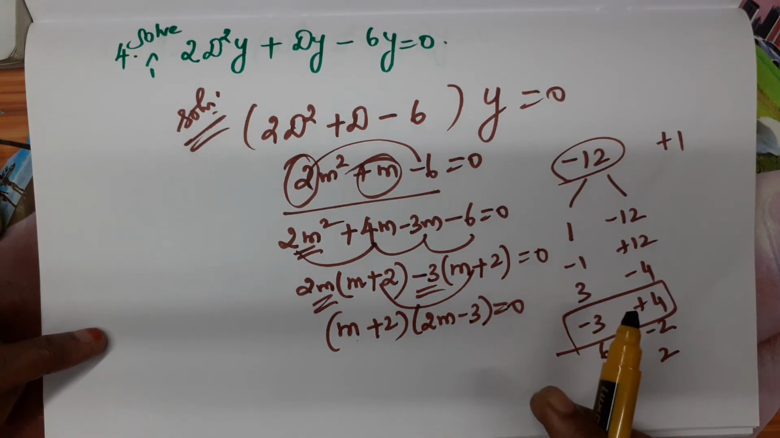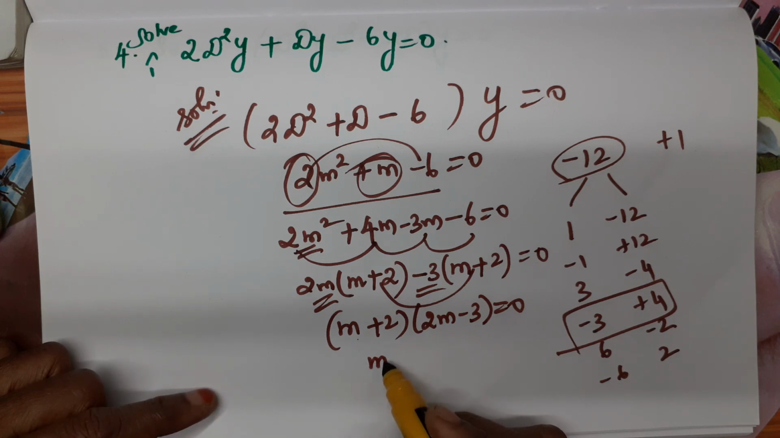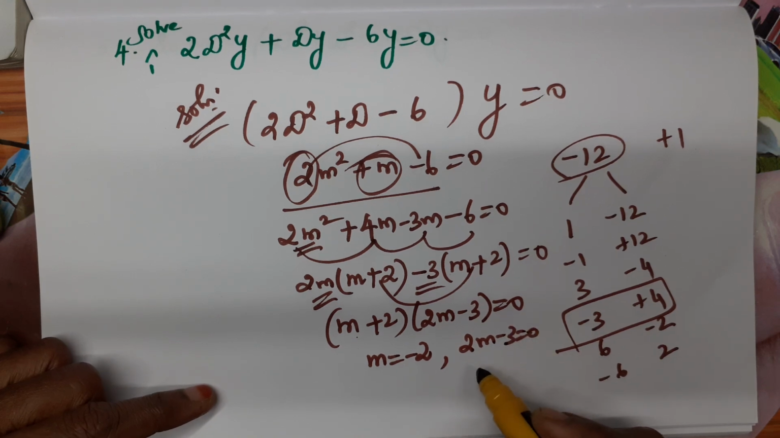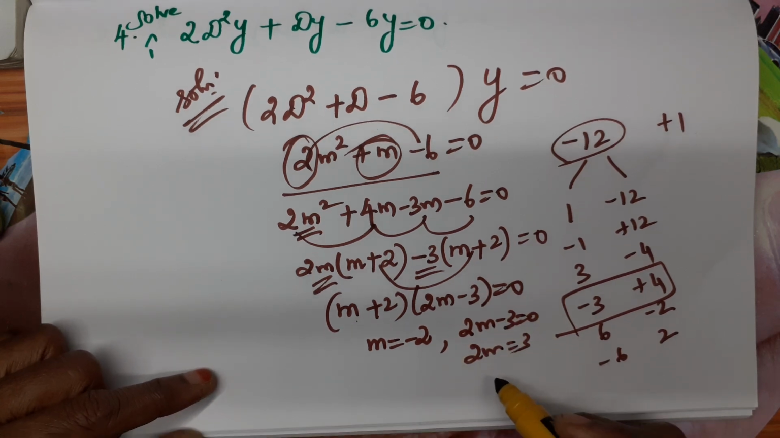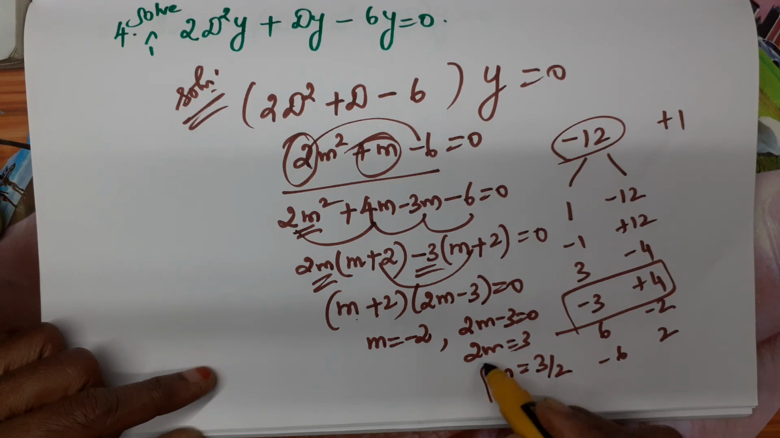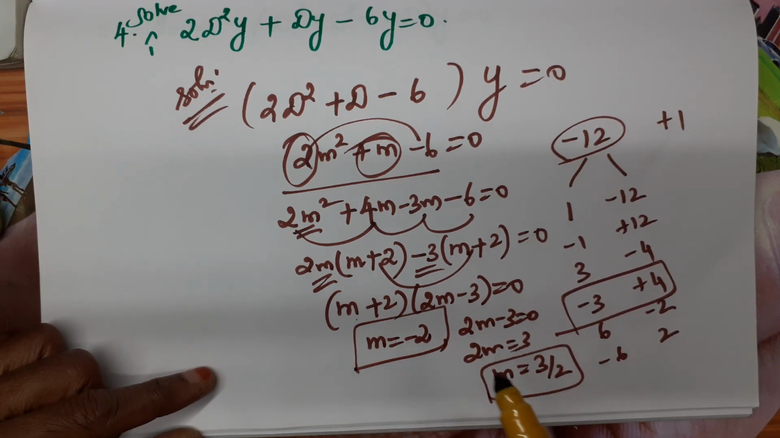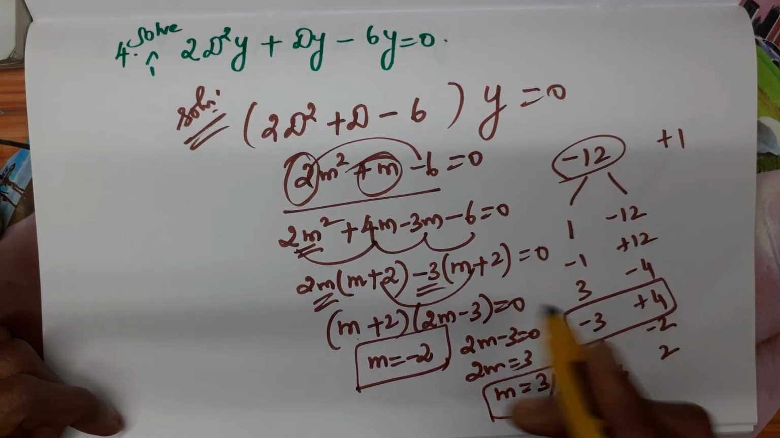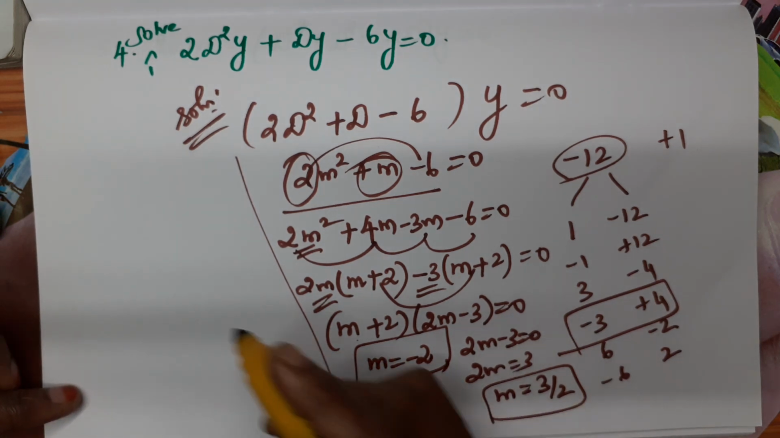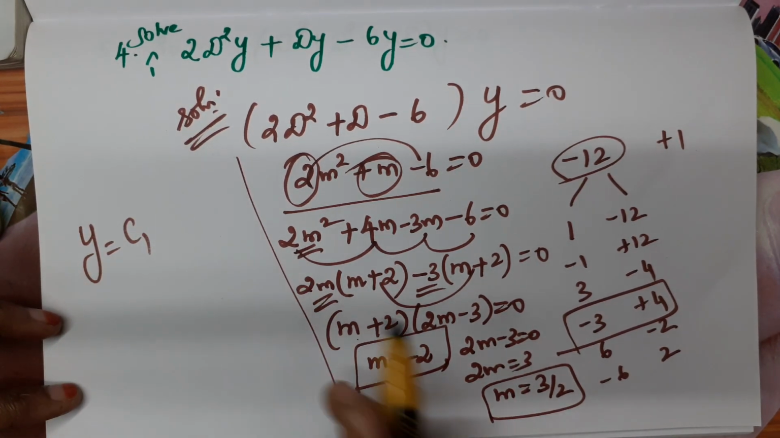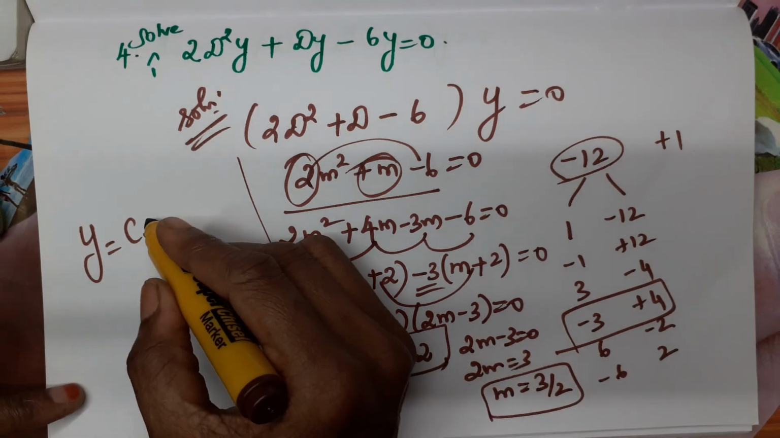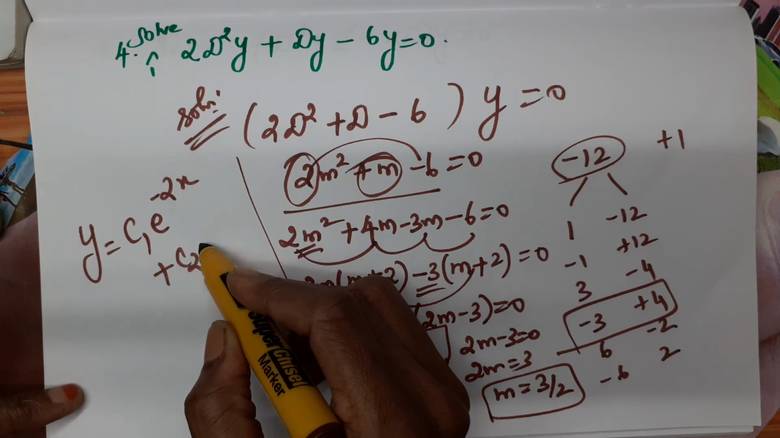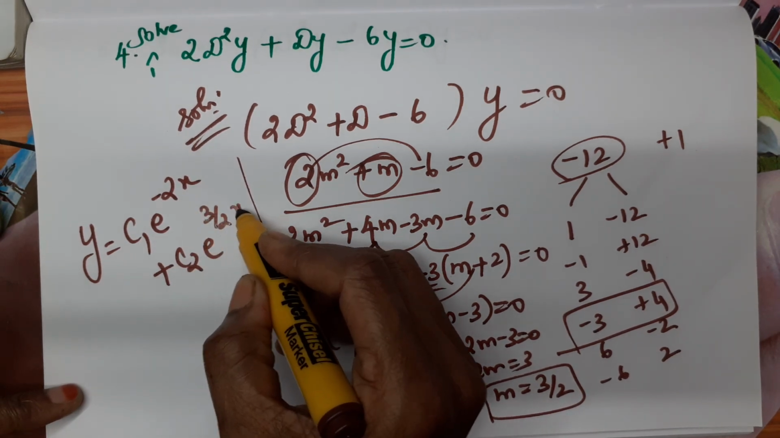Equal to 0. So m plus 2 is equal to 0 means m equal to minus 2. And 2m minus 3 equal to 0 means 2m equal to 3, m equal to 3 by 2. So m equal to minus 2 and m equal to 3 by 2, both are distinct roots. So how to write the final solution? y is equal to c1 into, the first root is minus 2, so e power minus 2x, plus c2 into e power 3 by 2 into x.